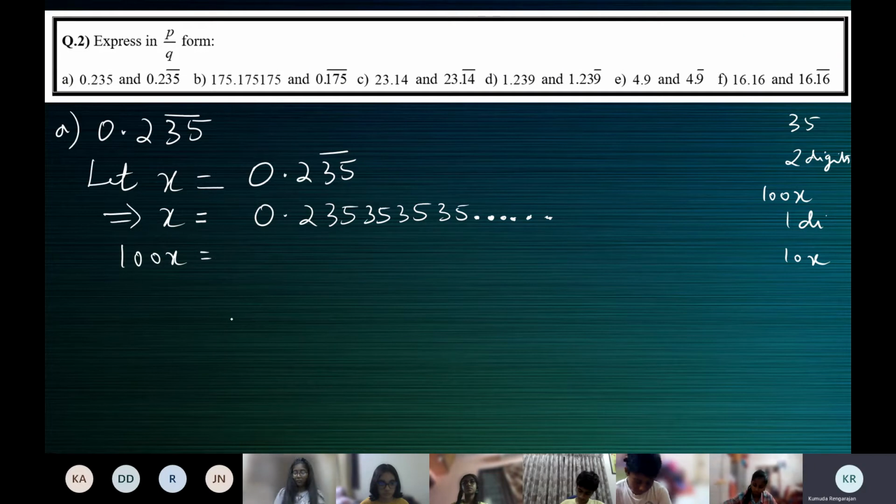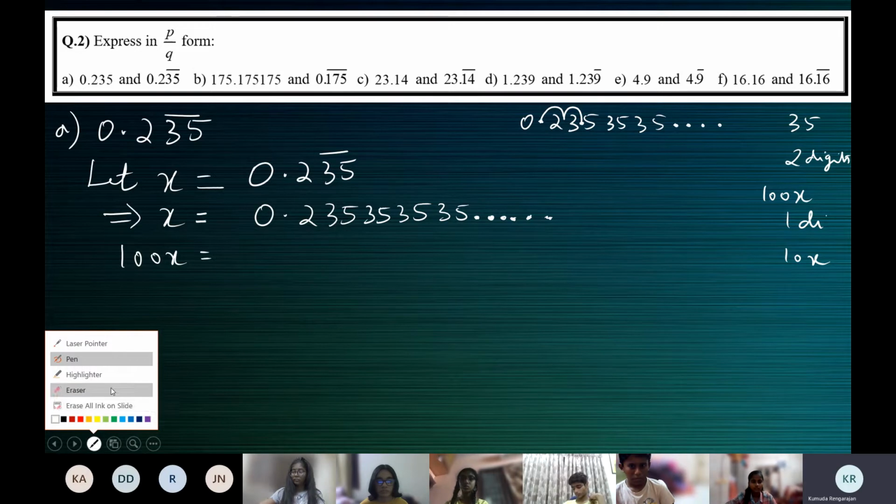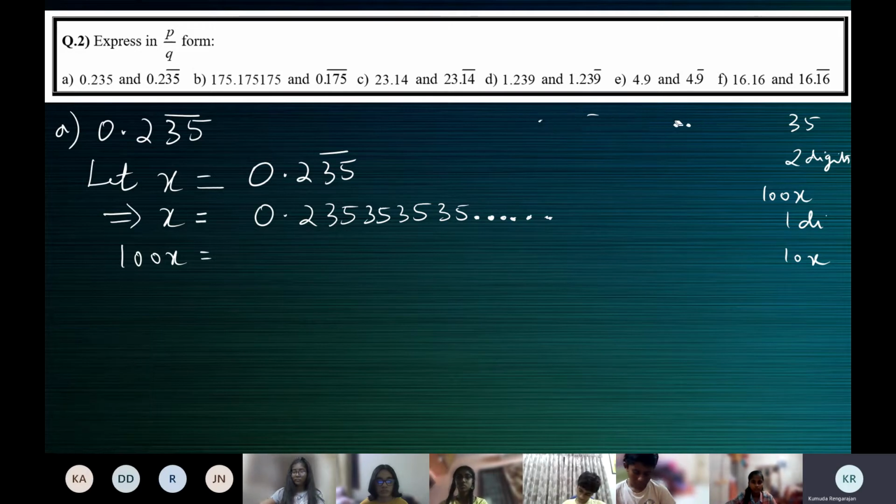100x means you should multiply x by 100. What will you get when you multiply x by 100? That is 0.2353535... Going on like this, if you multiply by 100, what will happen? The decimal point will shift. 1, 2, it will come here. So 100x will be equal to 23.5353535... See, I'll show you again. It's the regular multiplication.